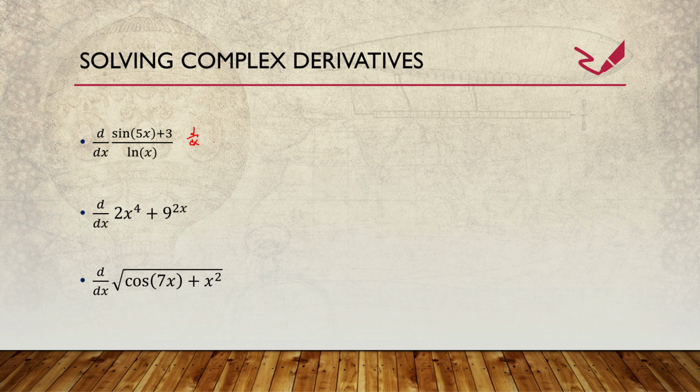So the derivative of sine of 5x plus 3, we're just going to bracket it so it would be a lot clearer, multiplied by the natural log of x, minus sine of 5x plus 3, which I bracket just in case, and then the derivative of the natural log of x, all over the natural log of x squared.